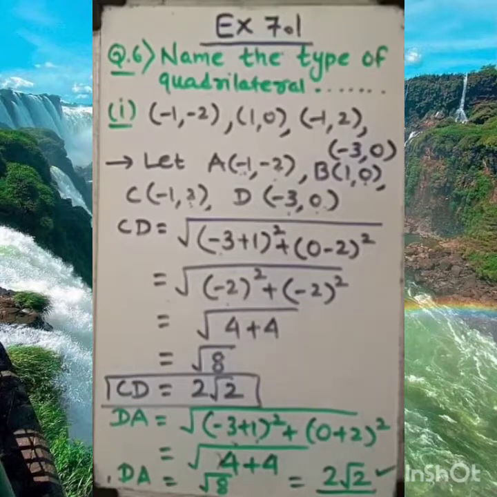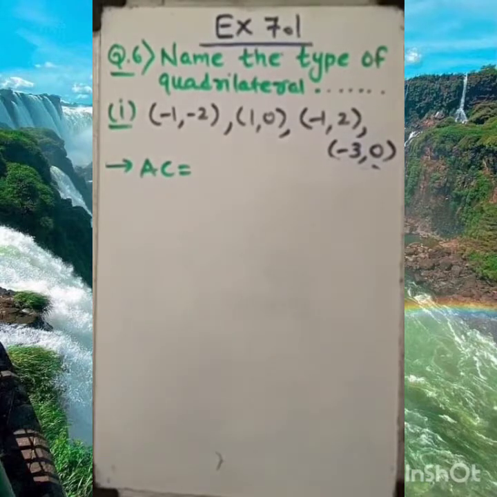They are all equal. But is it enough to say the type of quadrilateral through the four sides only? No dear. We need to find the two diagonals also. After that only can we come to a proper conclusion about which type of quadrilateral it is. So let's work on the diagonals now.